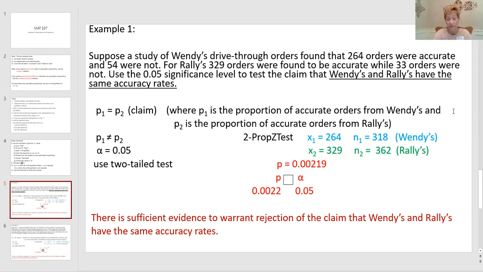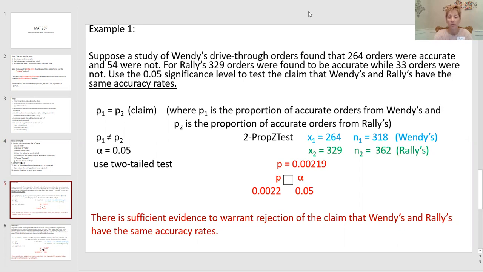They were not accurate. So it said use the 0.05 significance level to test the claim that Wendy's and Rally's have the same accuracy rates. Now, I look for "test the claim that," just like I did before, and I underline what follows it. That's why I underlined that. Then I change that to a mathematical sentence. Because it says rates, that's how I know it's proportion.